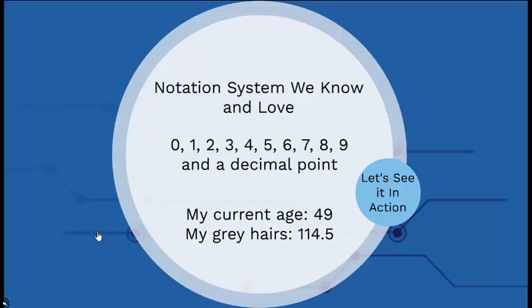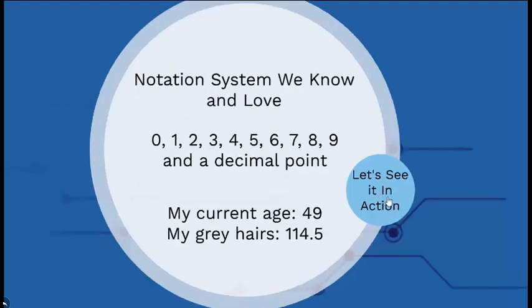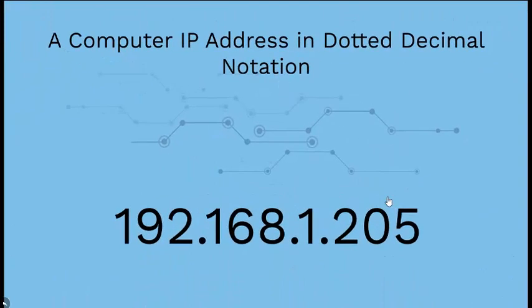And in fact, even when we need to feed numbers to computers, we love to represent those numbers in decimal because we understand it. Let's take a look at that in action. If you look at an IP address that's assigned to your computer, you would note that we are using dotted decimal notation to make it easy for us to read and understand. So we see 192.168.1.205.